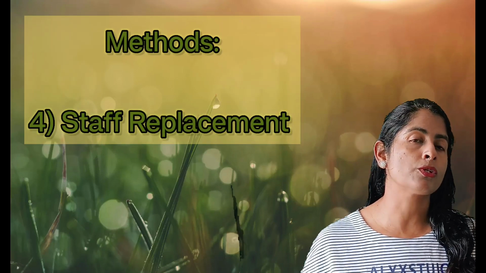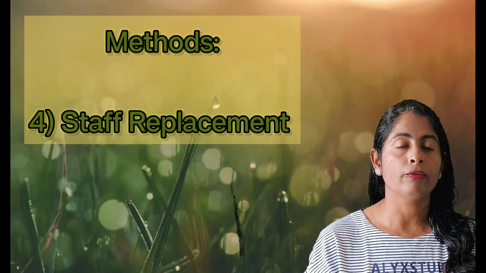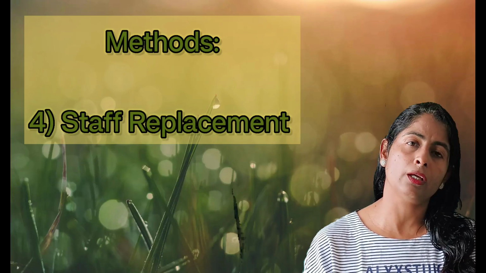For example, the air hostesses working for any airlines have a set life, a particular number of years for which they can work. That can be a maximum of 42 or 43 years. So when the new recruitments are done and the earlier ones are retiring, that is known as staff replacement. In the coming videos, we will be discussing all these methods one by one.